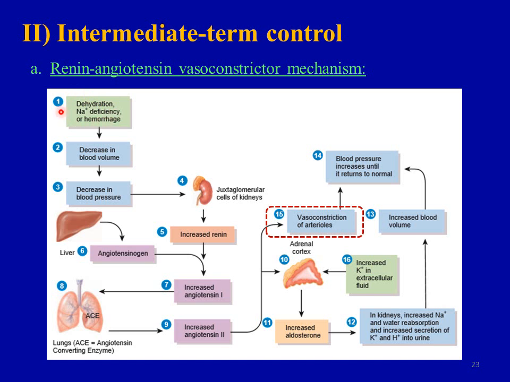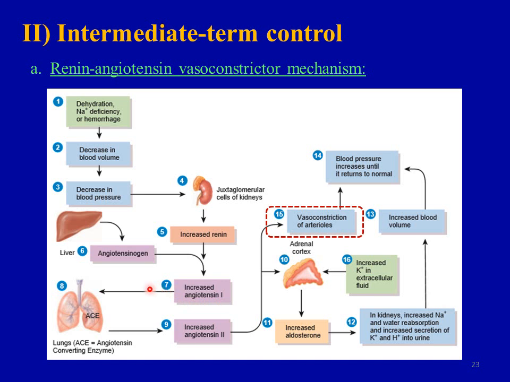Dehydration, hyponatremia or sodium deficiency, or low blood volume due to hemorrhage or dehydration, all of them will decrease blood volume. A decrease in blood volume will decrease blood pressure, and this will lead to a reduction in the renal blood flow. Reduction in the renal blood flow will stimulate the juxtaglomerular cells of the kidney to produce the peptide renin. Renin will activate the inactive plasma protein that is produced by the liver, which is called angiotensinogen, into a partially active peptide, which is angiotensin I.